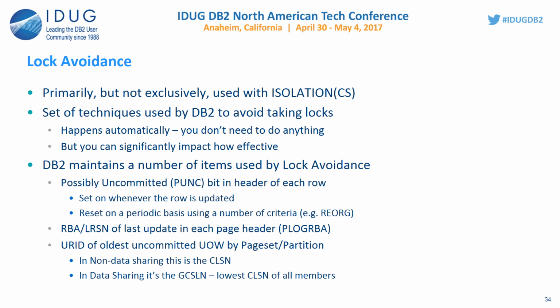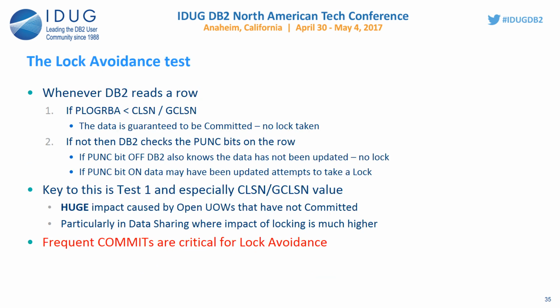Is everybody with me? Yeah? So at any one time, DB2 can immediately work out the oldest uncommitted unit of work on that subsystem by this GCLSN number. And this is how lock avoidance works. So whenever you read a row, DB2 looks at the PLOG RBA, which is the last update that was made to that page. And if that is older than the oldest commit log sequence number, then DB2 knows that page must be committed, because the oldest uncommitted unit of work is later than the last update that was made to that page.